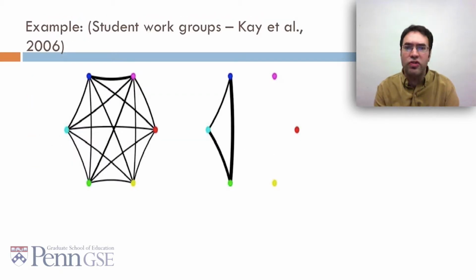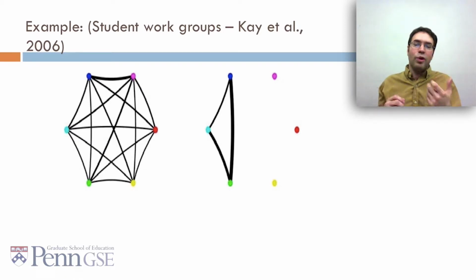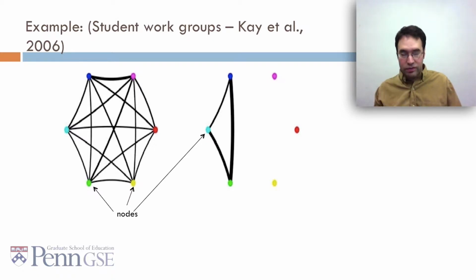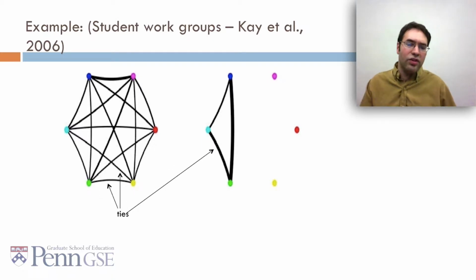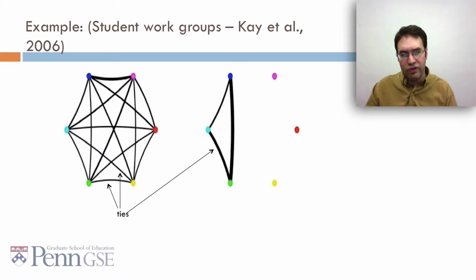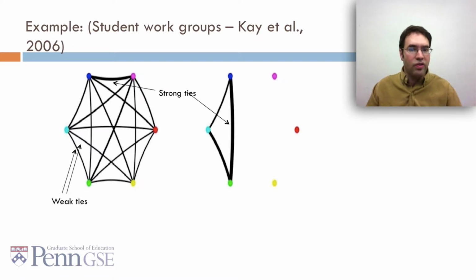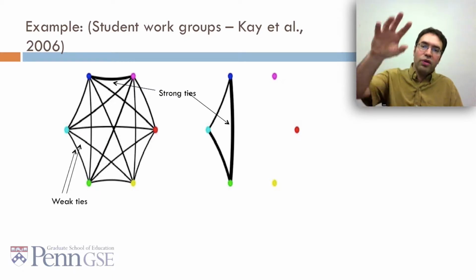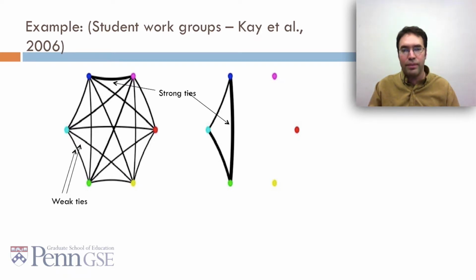Here's an example, and it's actually student work groups from Judy Kay and Kalina Yacef's group in Australia. Here we have two different groups of students who are working on the same assignment. And you can see that in one group, everyone's talking to everybody, and in the other group, 3 students just did everything by themselves. Each of the students is a node. Each of the links between students is a tie. This might be, in this case, students working on the same resource. And you can see that there are weaker ties and stronger ties. The cyan to green students in the graph to the left have a pretty weak tie, whereas the blue to pink students at the top of that graph have a very strong tie. And of course, the pink to red students on the other graph have no tie at all.